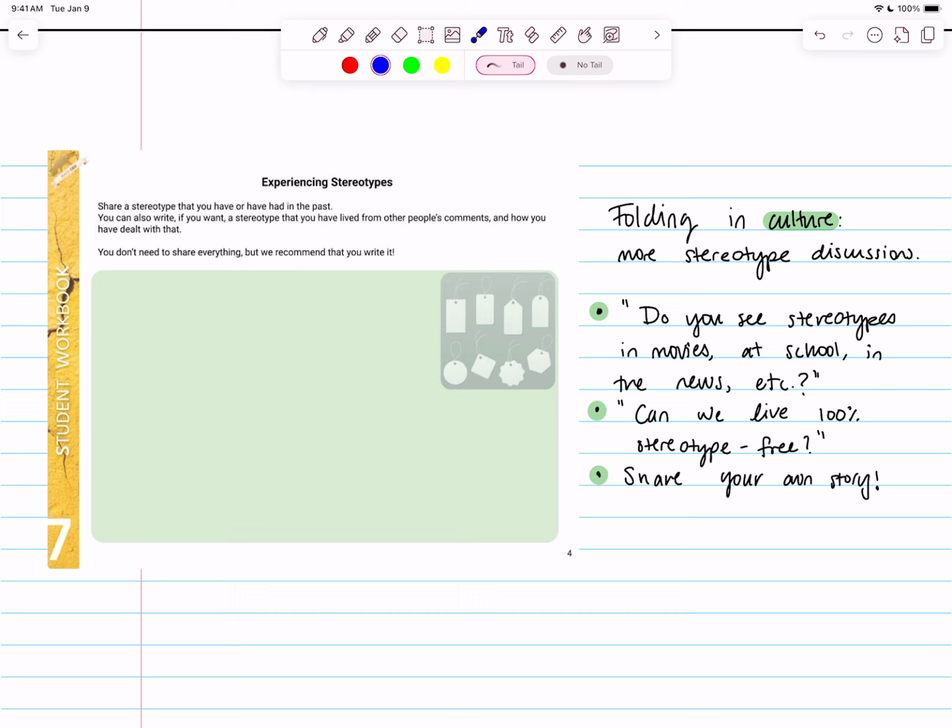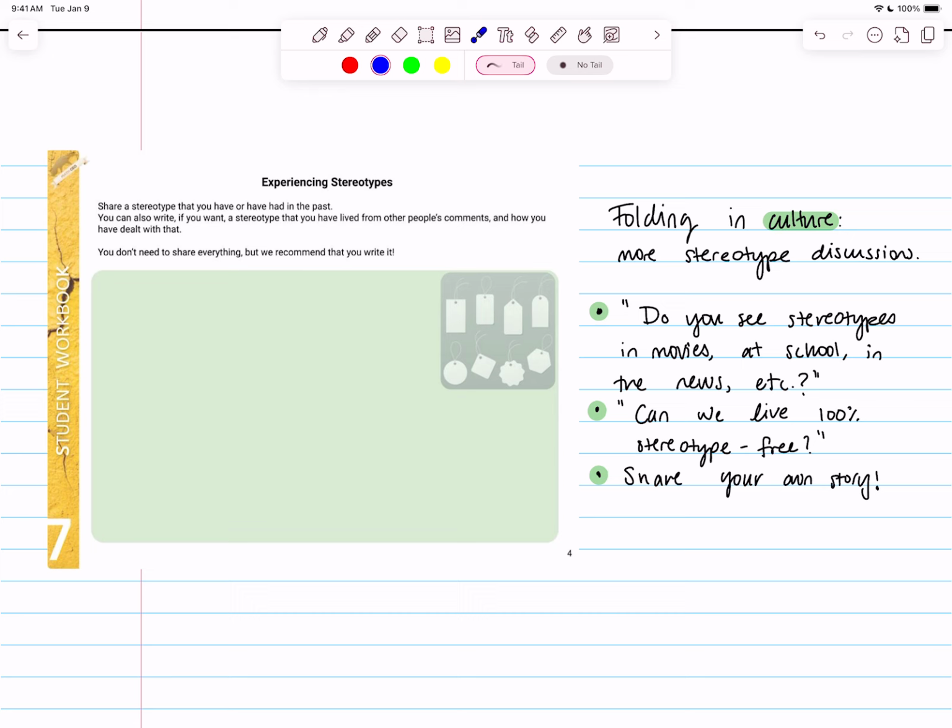And you can ask questions like, do you see stereotypes in movies or at school or in the news? Maybe things that have informed some stereotypes about the puzzle that you just played. Can we live a 100% stereotype-free life? Is that possible? I don't know. Discuss it. And a nice way of making this conversation feel real is to share your own story if you're comfortable doing so.